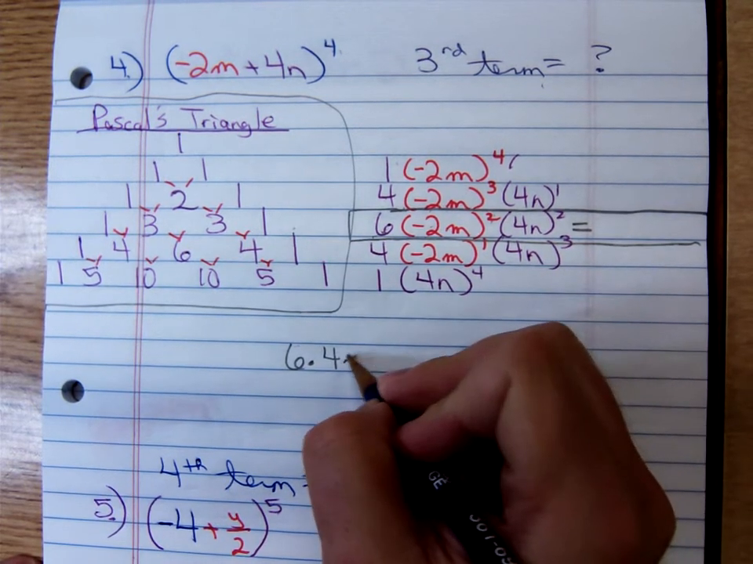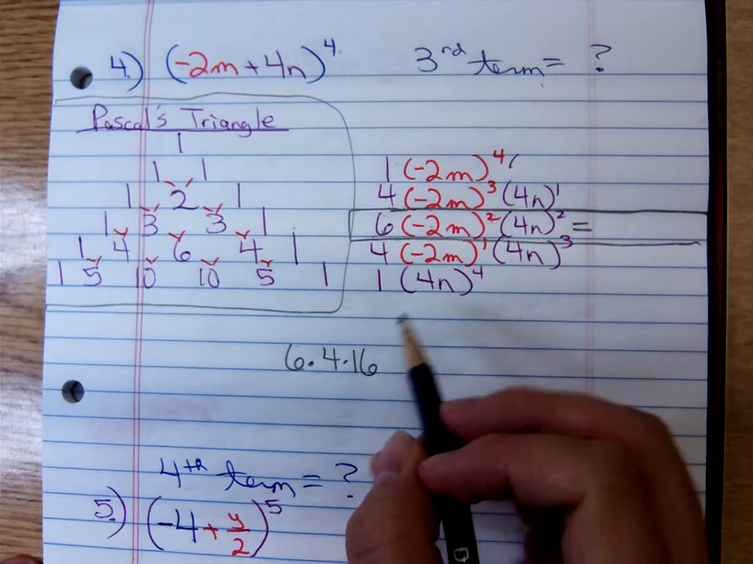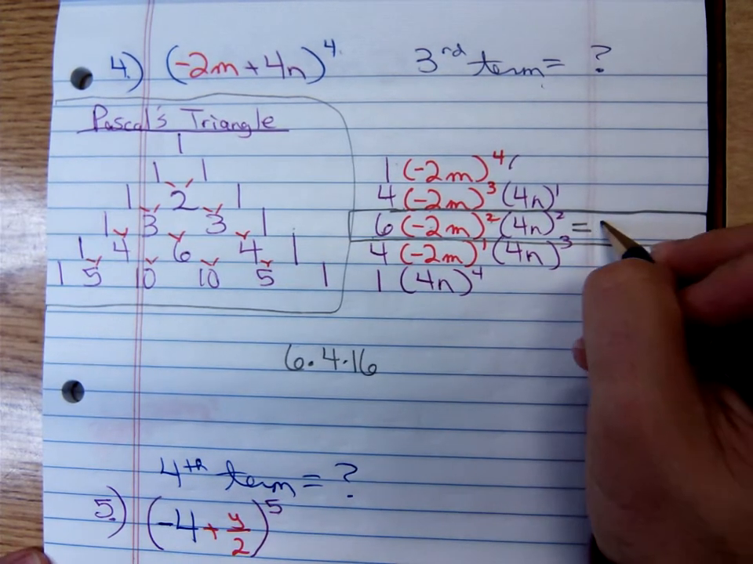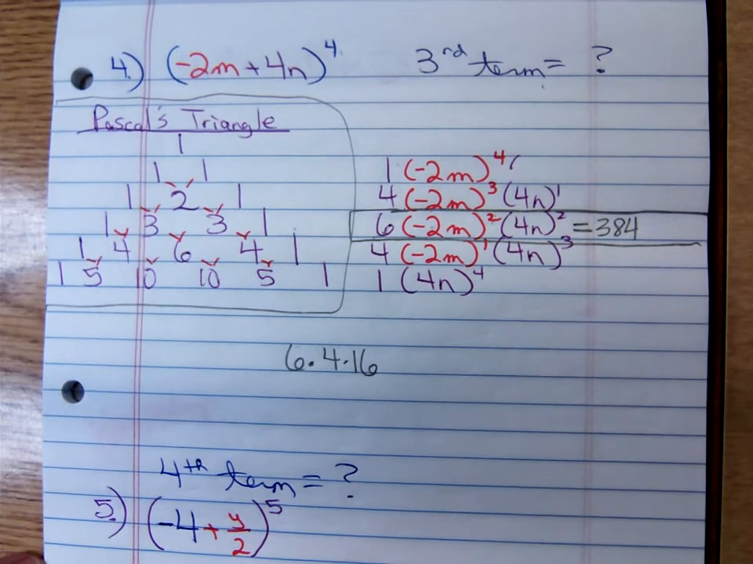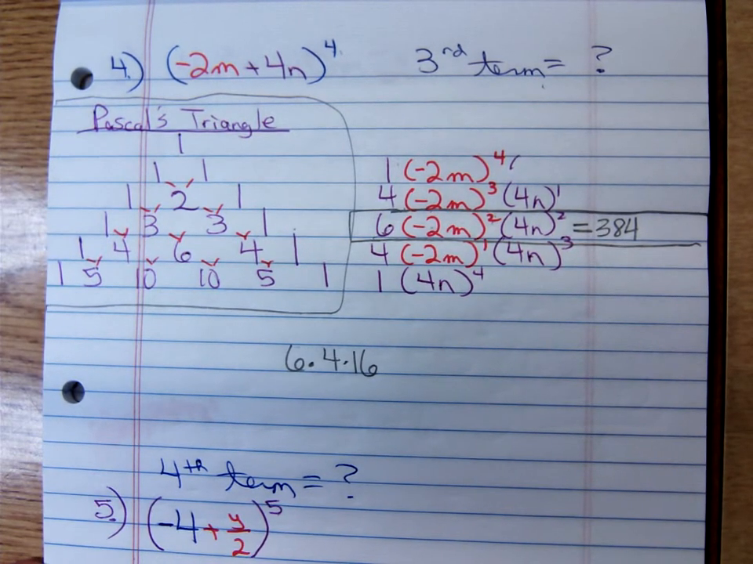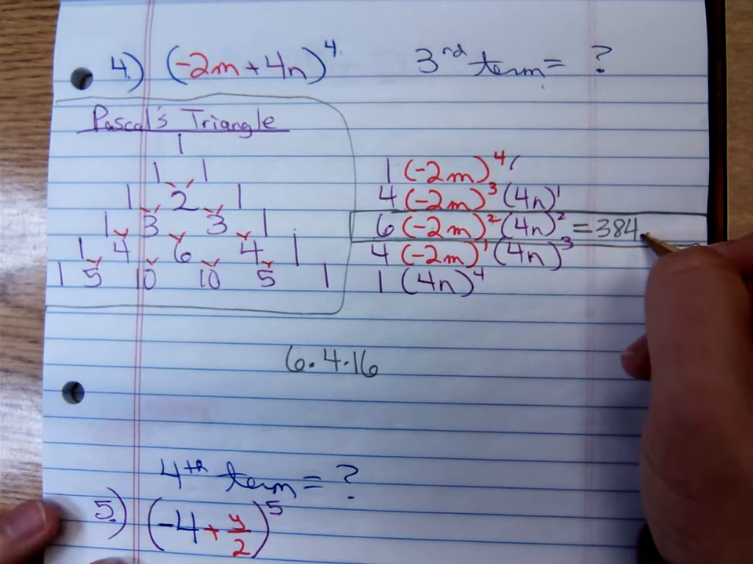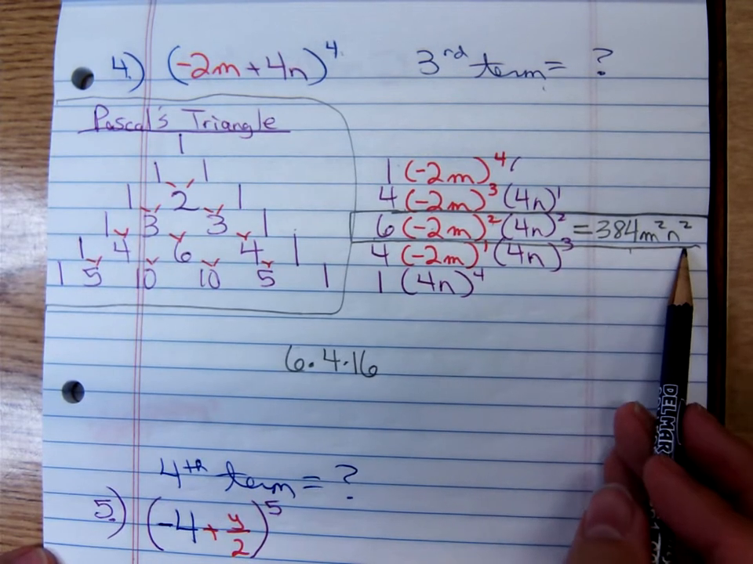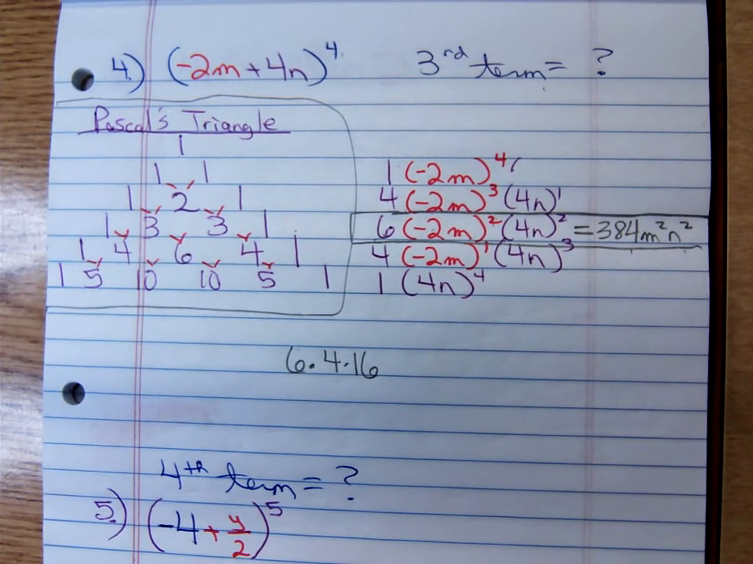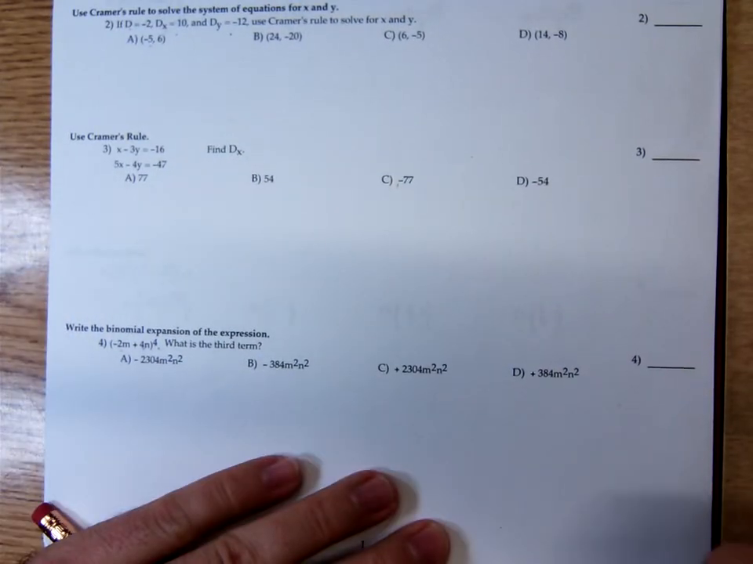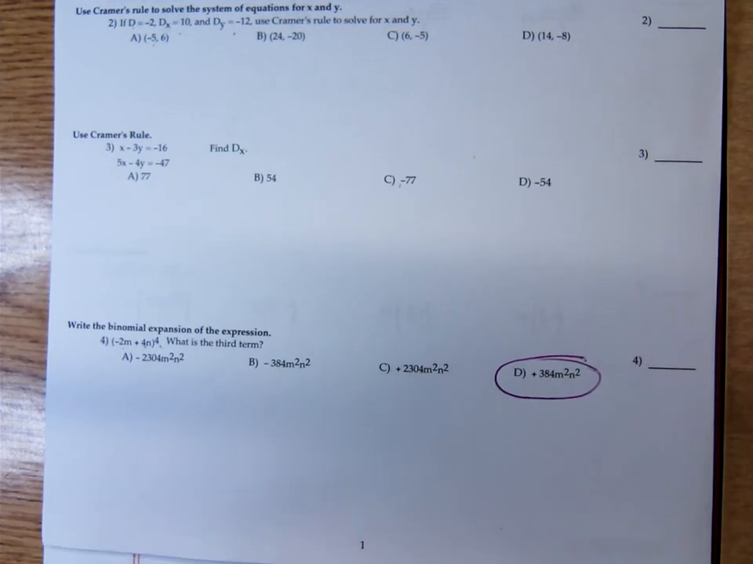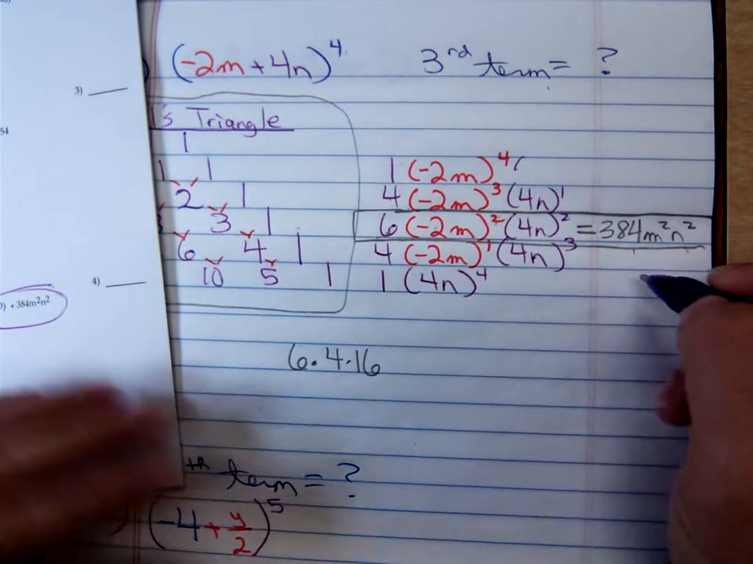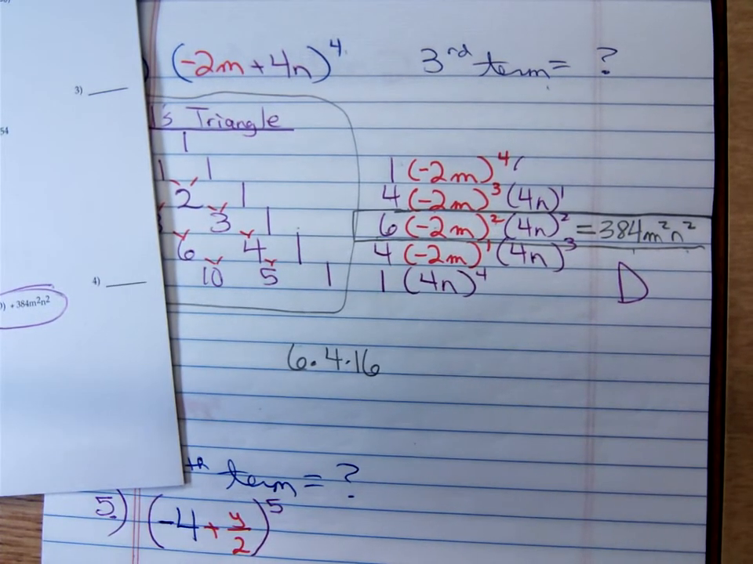16. And let's see, is that a 384? Someone check me there. Yes. That's a 384. Now the variable part, m squared, I agree. Anything else? And n squared. So 384 m squared n squared. Let's see. And it was a positive. Here it is. 384 m squared n squared for response D. Any questions there? Okay.